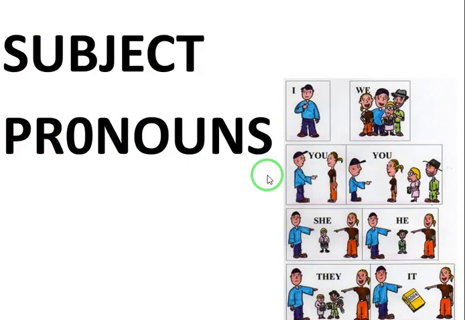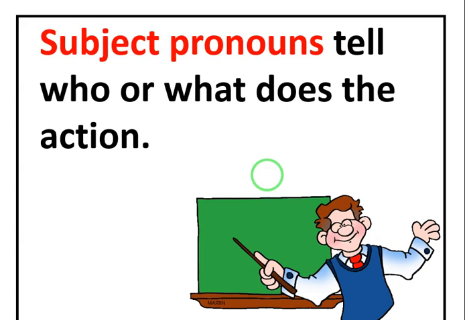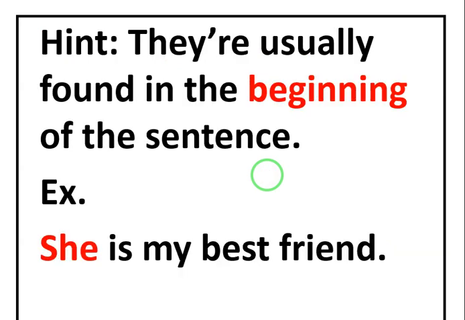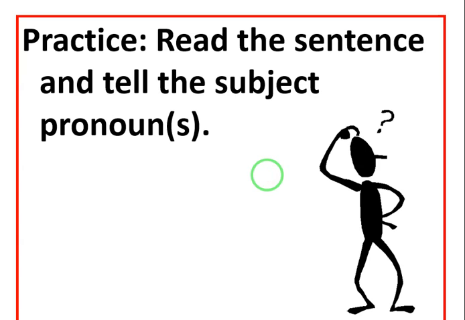Subject pronouns are the first type of pronouns. Of course, I, we, you, he, she, it, they. A subject pronoun is used as the subject of the sentence, and it tells who or what does the action. They're usually found at the beginning of the sentence, before the verb, like "She is my best friend." She is the subject pronoun. Subject pronouns include, as I said, I, we, he, she, it, they, and you.